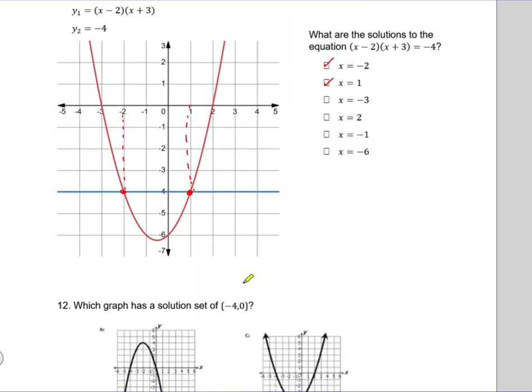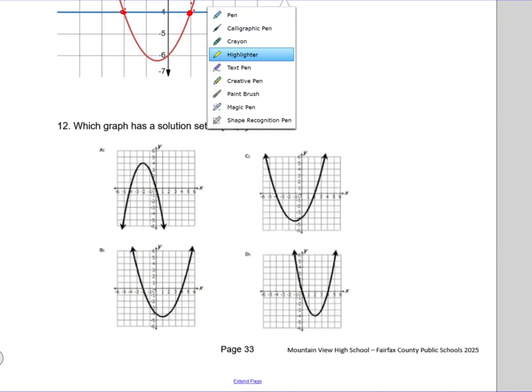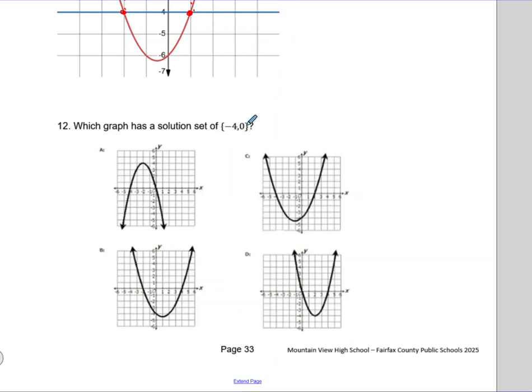I think I have one more question here. Which graph has a solution set -4 and 0? Okay, well, remember, a solution is only the x-axis here. -4 and x equals 0. It's A. There you go. -4 and 2, that doesn't work. -2 and +4, no. 0 and +4. So this one's kind of flipped. Anyway, it's 12.